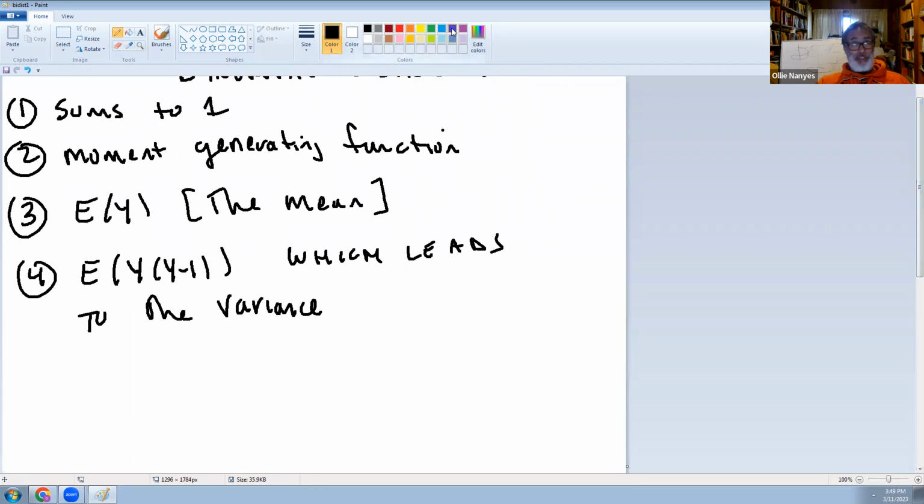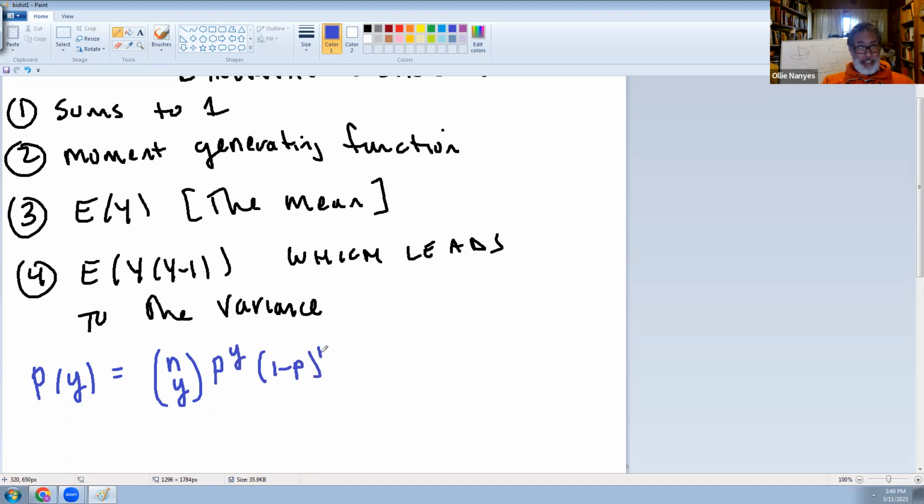So let's just review what the binomial distribution formula is. It says that the probability of getting y successes out of n trials is given by n choose y, p^y, (1 minus p)^(n minus y). And this is true for y between 0 and n, and it's equal to 0 otherwise.